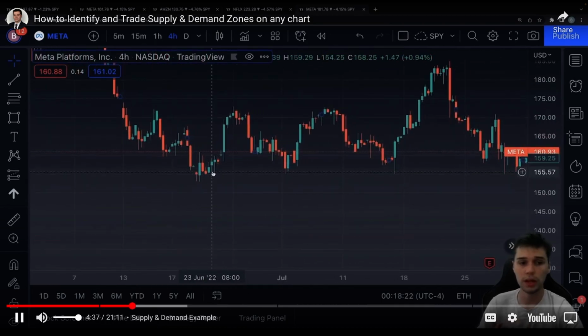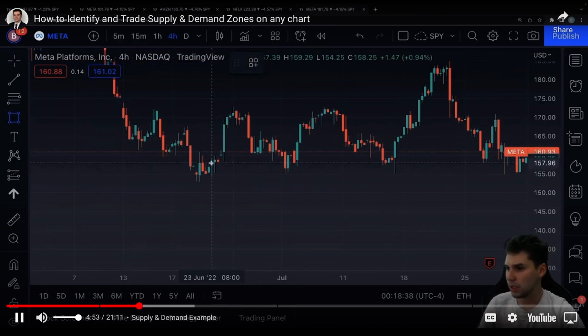What I usually like to do is look for that first aggressive move up, but I'll go one candle back and encapsulate the entire candle previous to the breakout or aggressive move up. I'm going to show you here on Meta. This would be the zone between 158 down to 155.